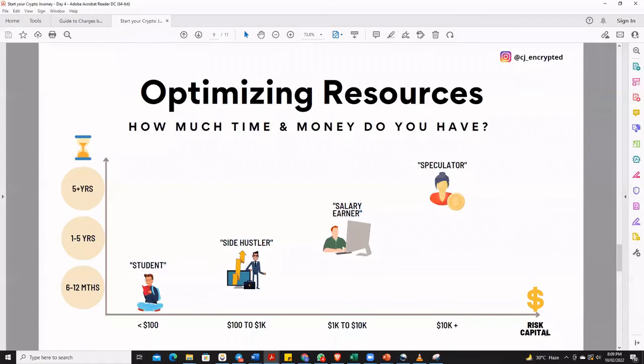Okay, so there's 4 categories here. There is a student who has up to $100. There's a side hustler who has 100 to 1,000 US dollars. There is a salary earner who owns somewhere between 1,000 and 10,000. And then there is a speculator who is doing this full time and who has the cash flow to invest in this space. I've also shown you the corresponding time frames.